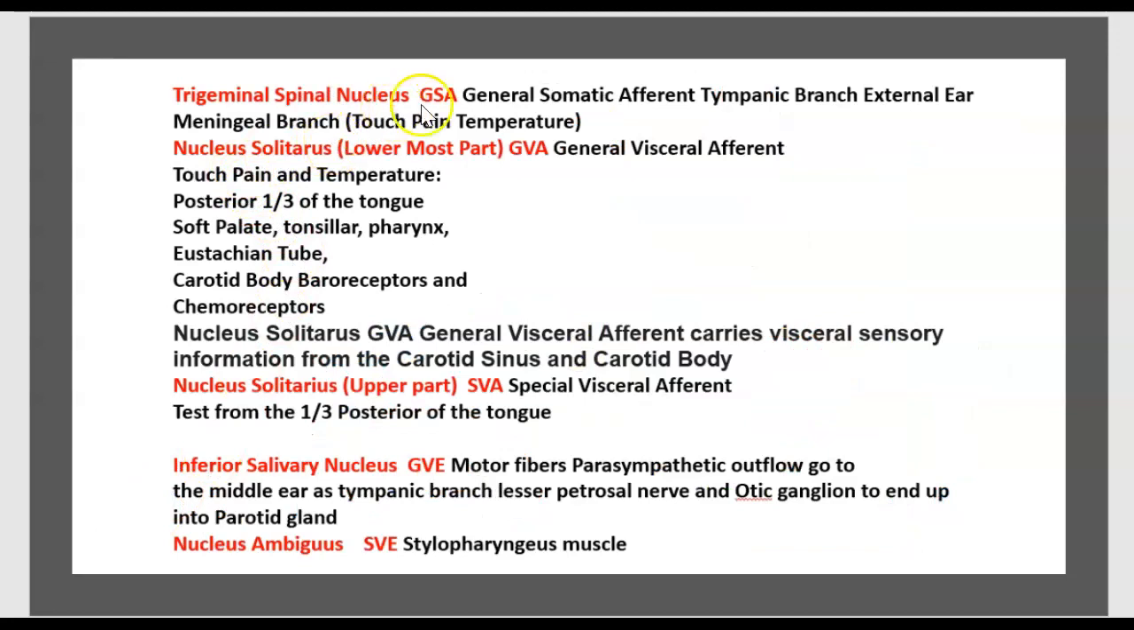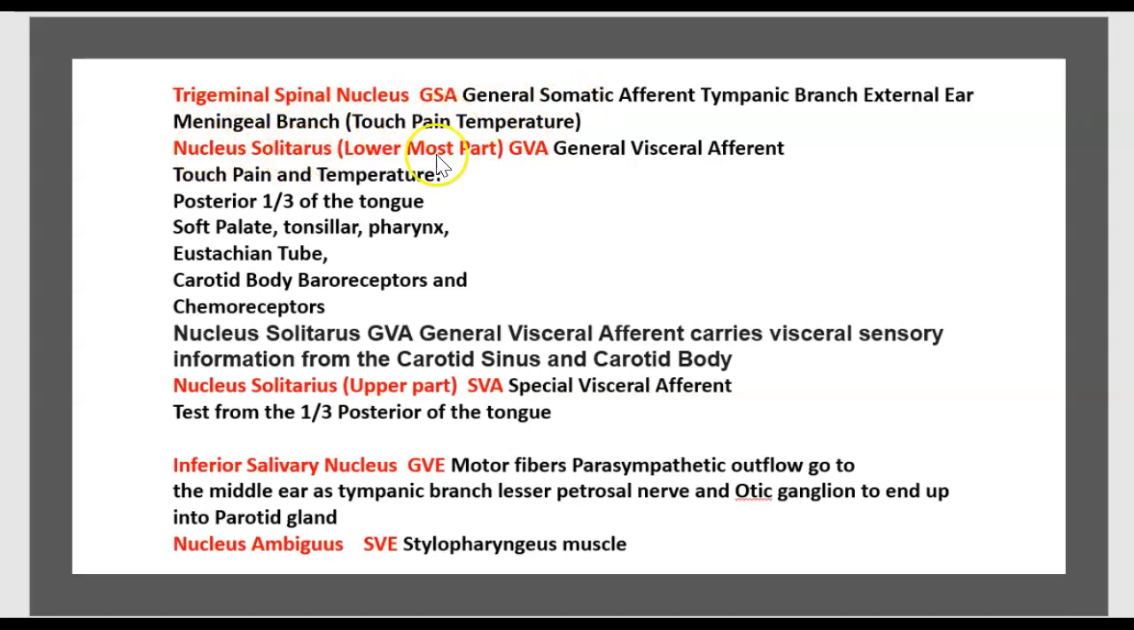Trigeminal spinal nucleus, GSA, general somatic afferent to the tympanic branch, external ear, and meningeal branch, for touch, pain, and temperature.